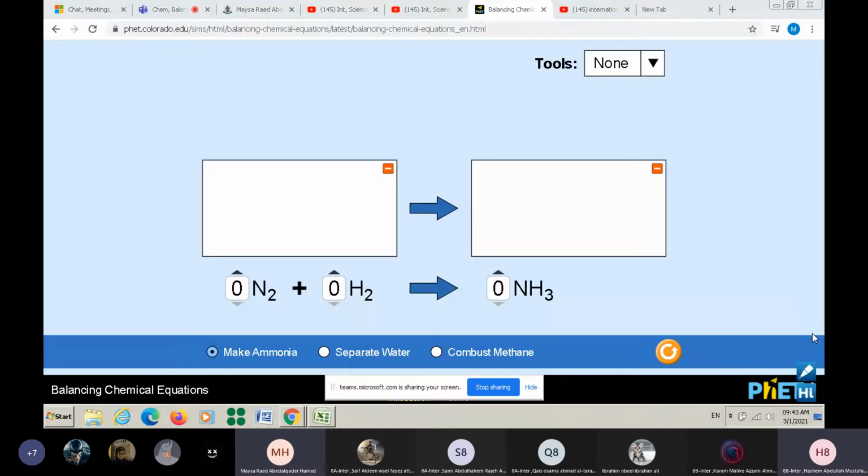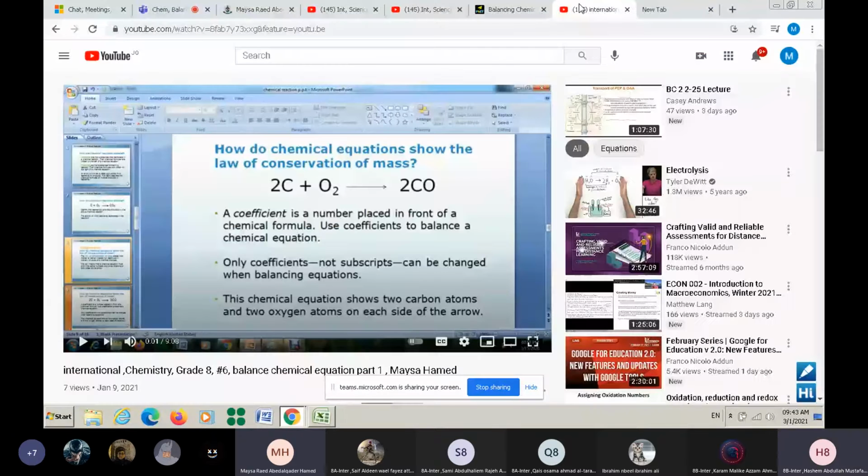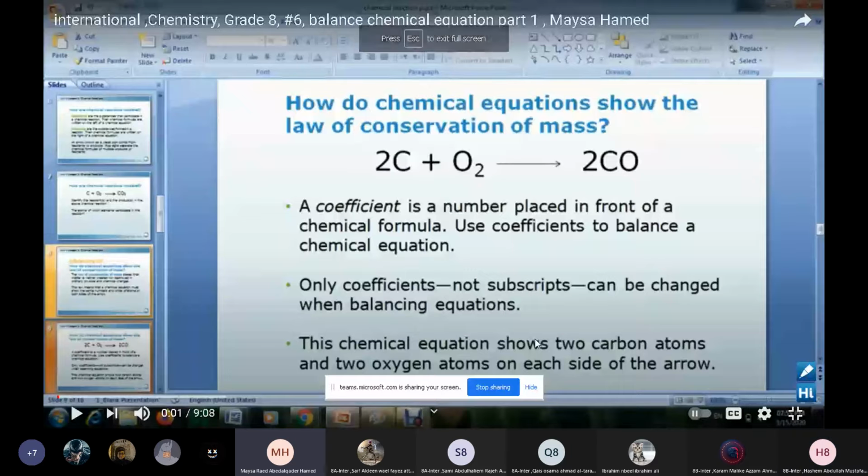We have mentioned that in any chemical reaction, the number of atoms, and so the mass, in the reactants should be the same as in the product. So, what shall we do to make this chemical equation correct? We are going to balance the chemical equation: make the numbers in the reactant and the product the same.